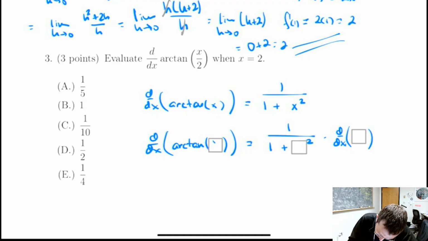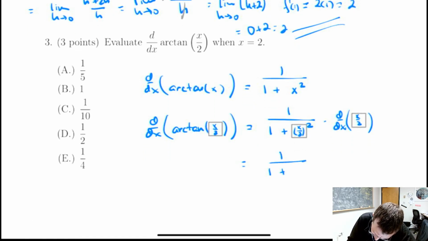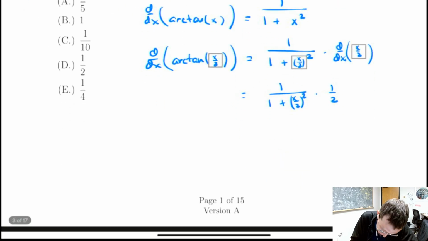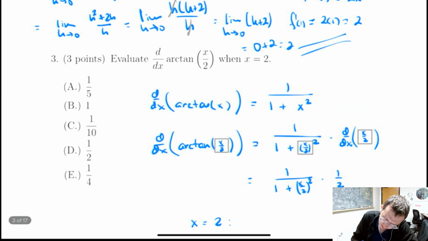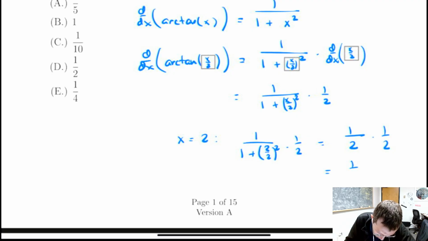So if I have x over 2, I'm going to get 1 over 1 plus x over 2 squared times 1/2. And they wanted me to evaluate this at x equals 2. So I'm going to get 1 over 1 plus 2 over 2 squared times 1/2, which is 1 over 2 times 1 over 2, or 1/4.